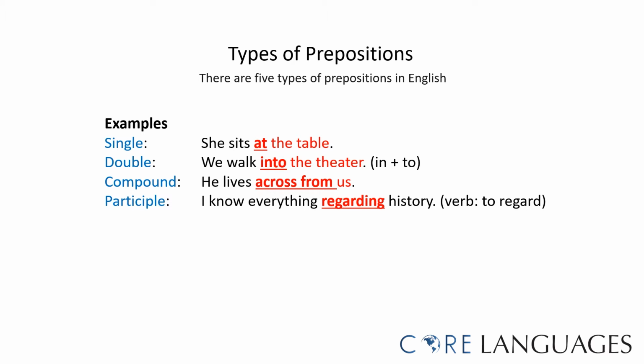There are also participle prepositions. For example, I know everything regarding history. Regarding is the participle of the verb to regard. There are also phrase prepositions, which are prepositions that are very frequently used with the same noun. For example, their flight is on time.